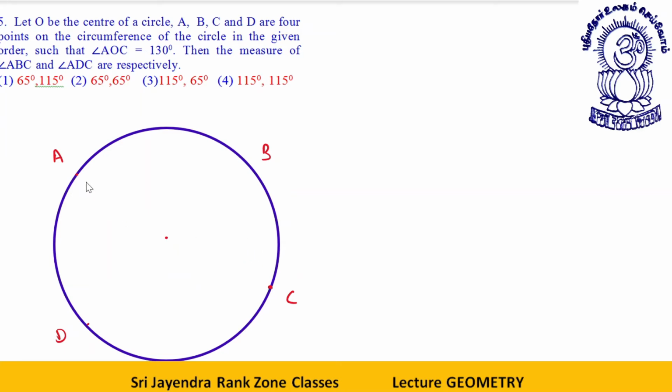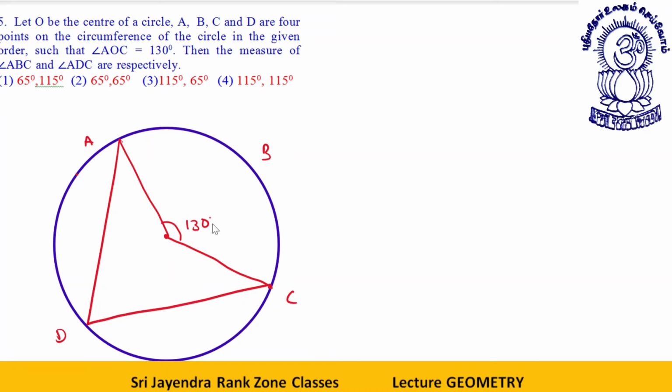Okay, let me take A over here. Suppose this is AO, then OC. This angle is 130 degree. Now the question becomes very easy. This is a cyclic quadrilateral like this. First, I will find this angle Y. I will complete the figure, no doubt.